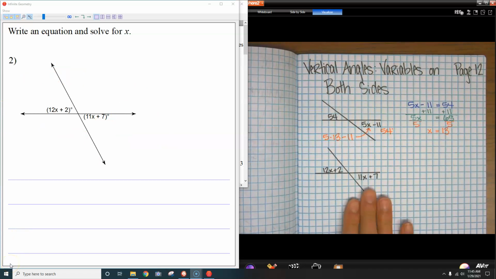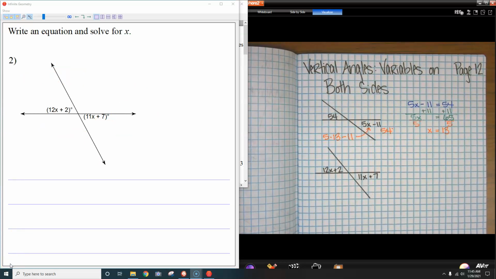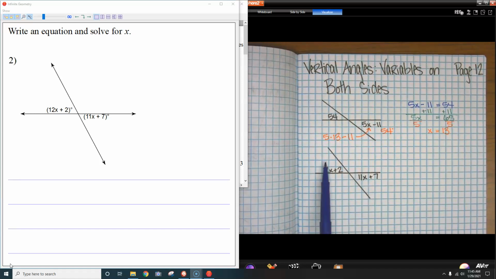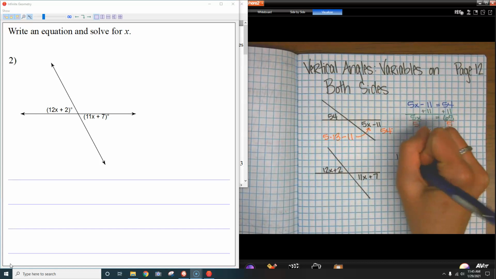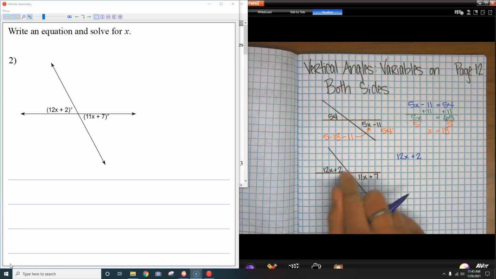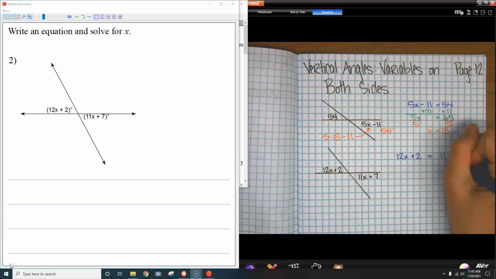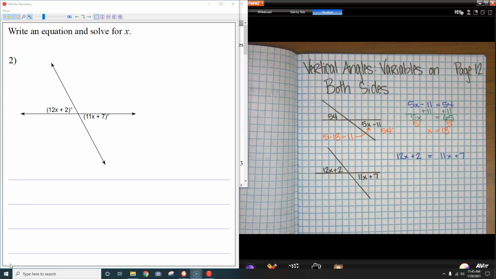I paused the video to get the diagram copied in my notebook, and now I'm going to write an equation to solve and find the value of x. Because we don't have a value for one of them, a lot of us will think, well, what do we do? Vertical angles are when two lines intersect and make four angles. Once you have four angles, opposite angles will be equal. So, 12x plus 2, one angle, is going to be equal to its opposite angle. No, we're not adding to make 180. As we discussed in our page 11 notes, that's only for supplementary angles.